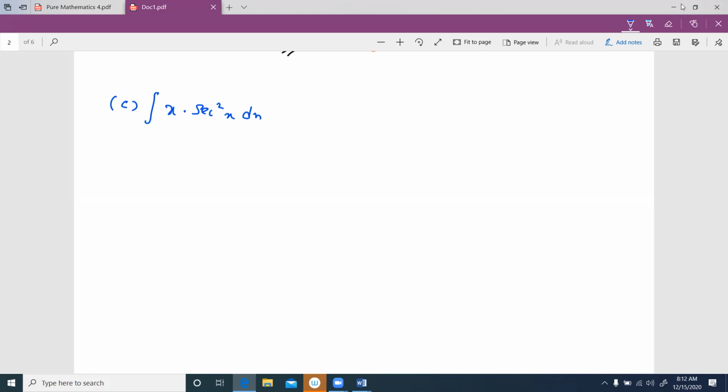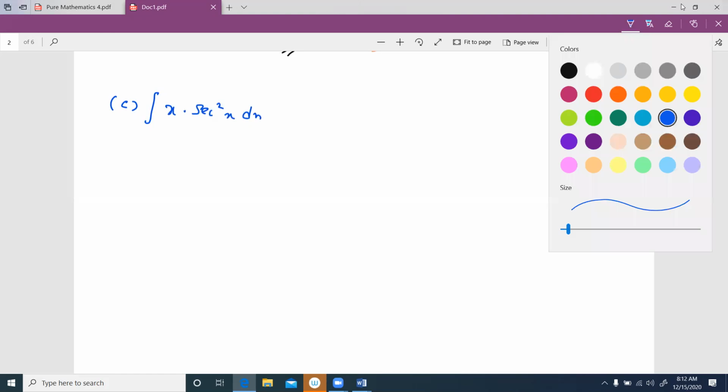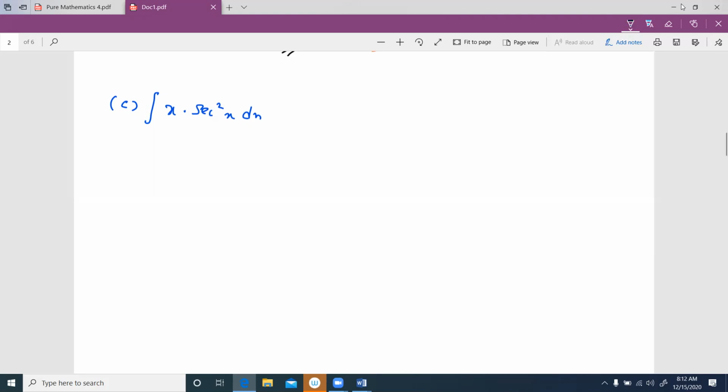So here you can consider u equals x. Therefore du by dx is equal to 1, and dv by dx is equal to sec squared x. Therefore, v is equal to tan x. Right.